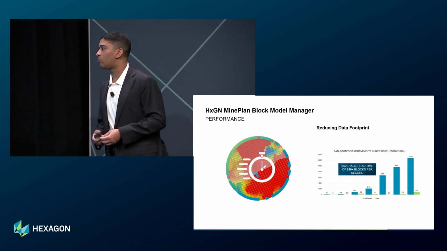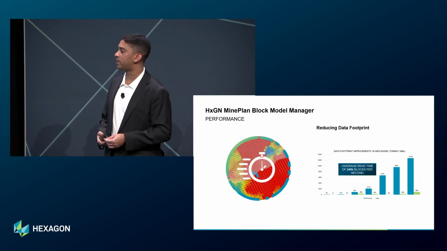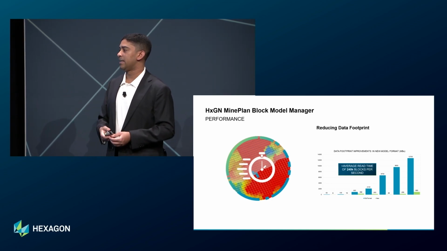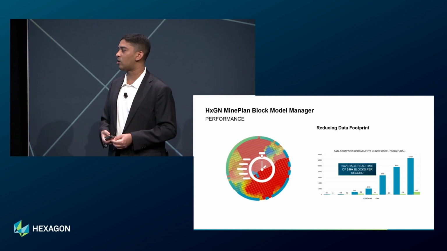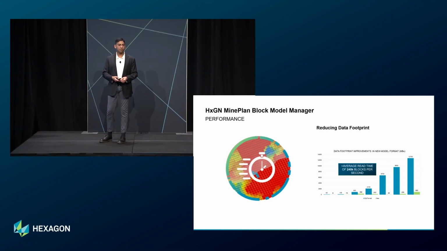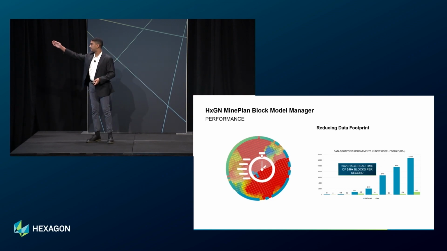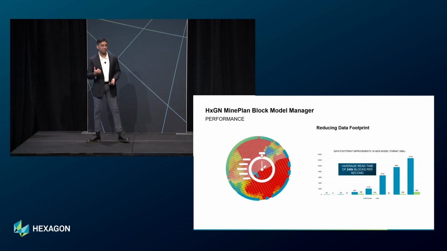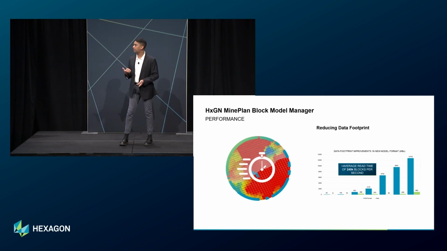And this is kind of an example of what we're seeing in terms of performance. In the blue, we have a sample set of different models from different sites, different deposits. And in the green, we have that new storage format and what we get as a result. In this right-hand side example, we've gone from a 13 gig model, probably one of our models in Western Australia, down to 900 megabytes. So that drastically reduces that footprint.